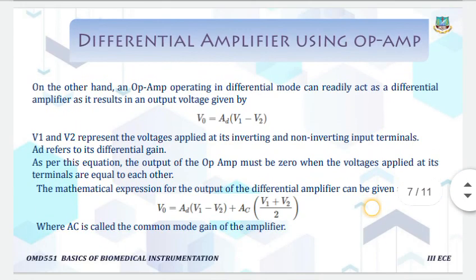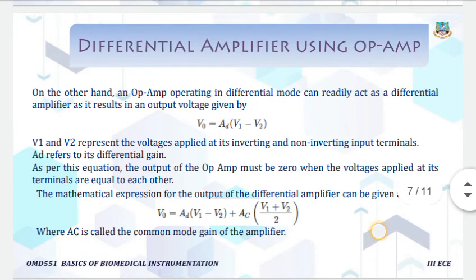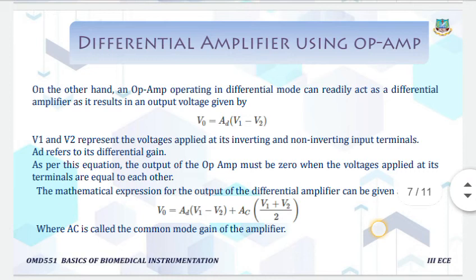Then the differential amplifier using op amp. What is an op amp? It is the operational amplifier. An operational amplifier in differential mode can readily act as a differential amplifier. There are two modes, a differential mode as well as a common mode. If an operational amplifier is operating in differential mode, we can say it is a differential amplifier. So the output V0 is equal to AD into V1 minus V2.